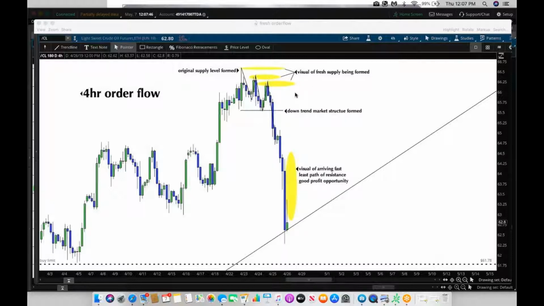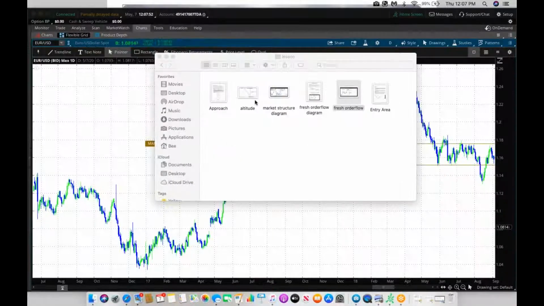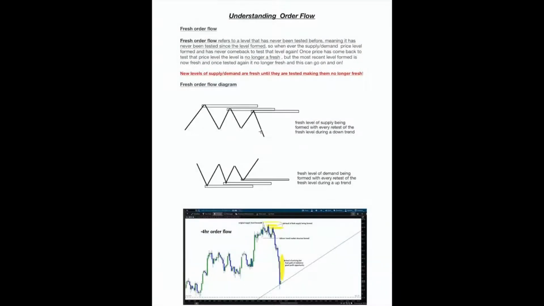And that just goes right back into your education. If we go right back to the textbook: fresh levels of supply being formed with every retest of the fresh level during a downtrend. If this is the structure that the market is forming, trading out of the zone, this is what the fresh order flow is explaining.